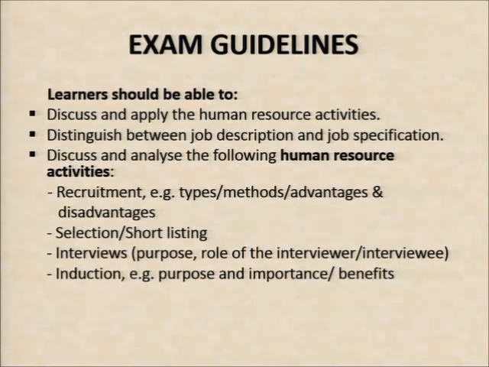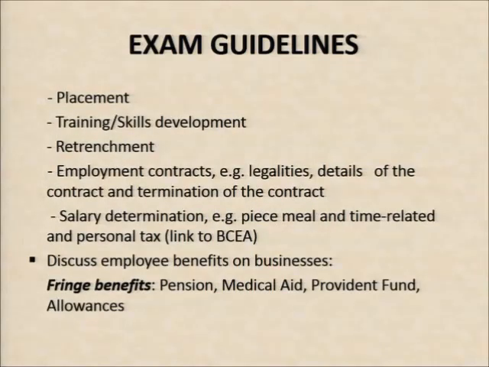First of all, according to the examination guidelines, you are expected to be able to do the following: discuss and apply the human resource activities, distinguish between job description and job specification, discuss and analyze the following human resource activities, that is recruitment, its types, methods, advantages and disadvantages, selection or shortlisting, interviews, the purpose, role of the interviewer and the interviewee, induction, for example, purpose and importance or benefits, placement, training, skills development, retrenchment, employment contracts, for example, legalities, details of the contract, and termination of the contract, salary determination, for example, piecemeal and time-related and personal tax, and also link to Basic Conditions of Employment Act.